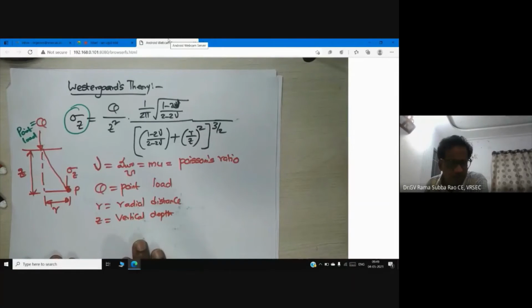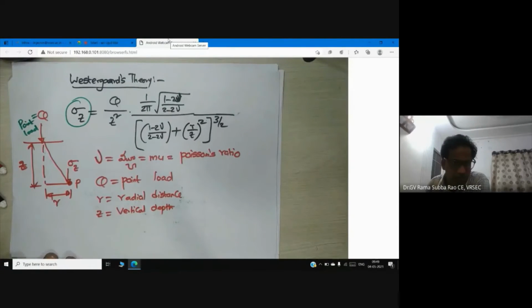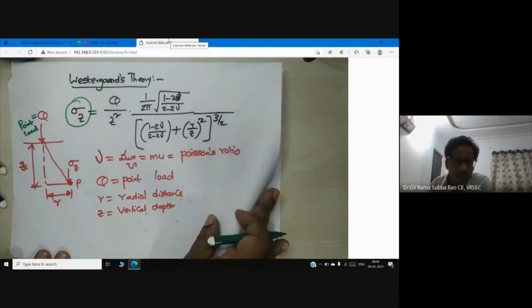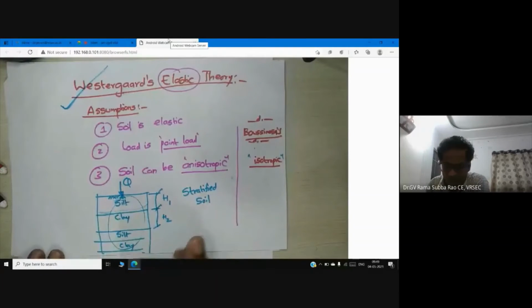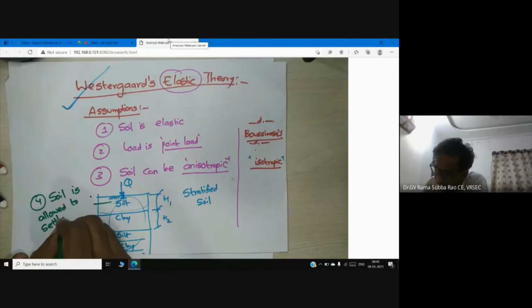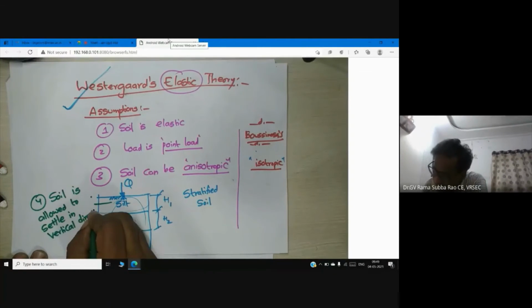Now, Westergaard himself clearly mentioned the settlement is allowed in vertical direction only. Here you see, the soil is allowed to settle. I will write the fourth assumption. Soil is allowed to settle in vertical direction. So we are allowing settlement only in vertical direction, allowing settlement strain in vertical direction.